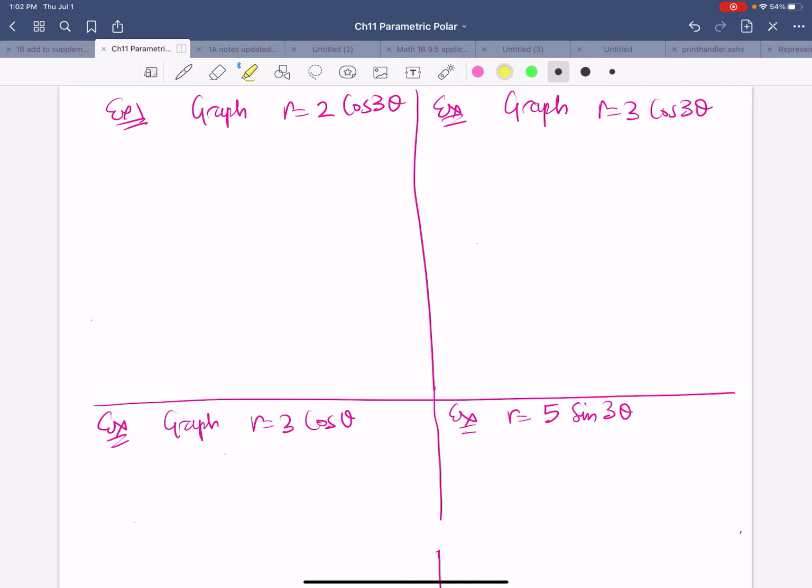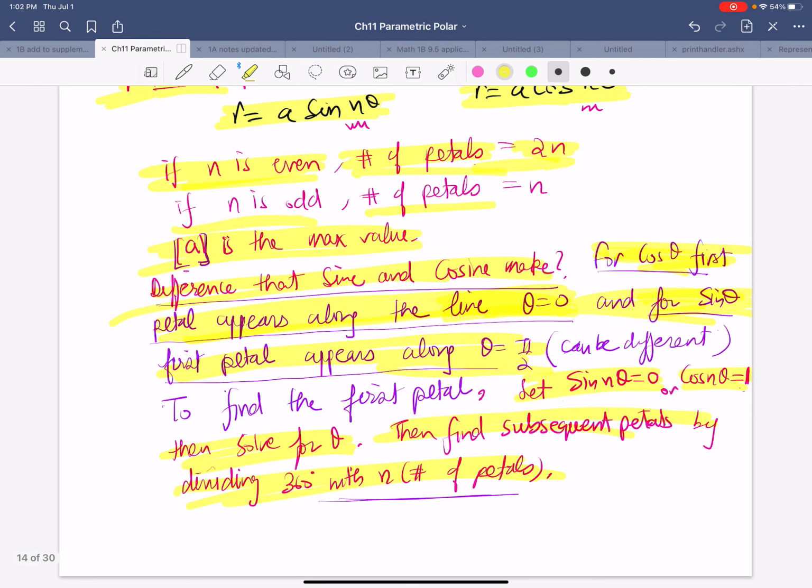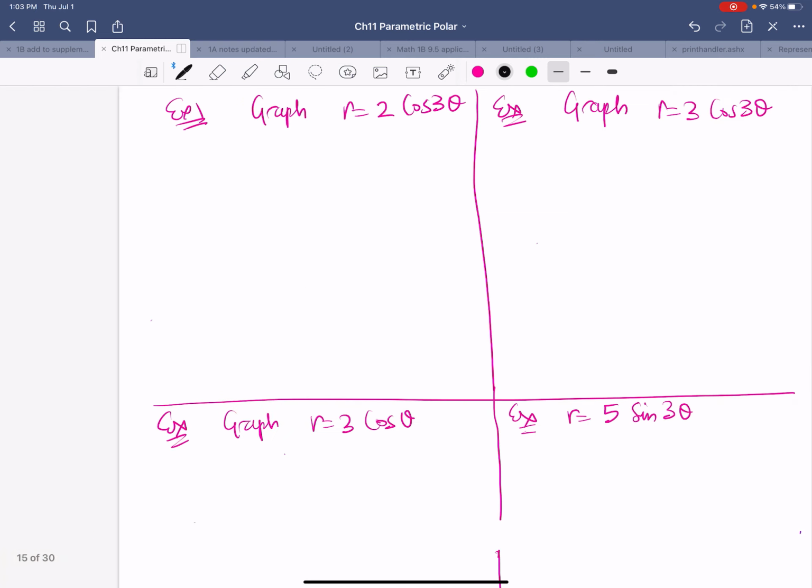So for 2 cosine 3 theta, we need to first figure out where cosine 3 theta is going to equal 1. Wherever that equals 1, that's where your first petal is going to be. Sine theta is going to equal 1 when theta is pi over 2, so your first petal is going to be at pi over 2. Cosine theta would be equal to 1 when theta is 0, so your first petal is going to be at 0. Okay, so let's see some examples.